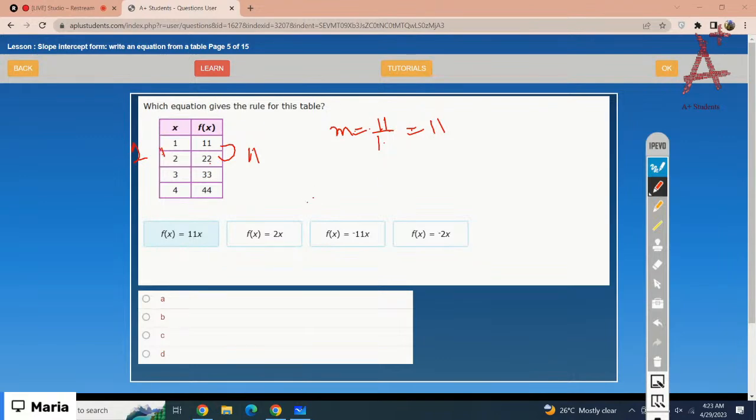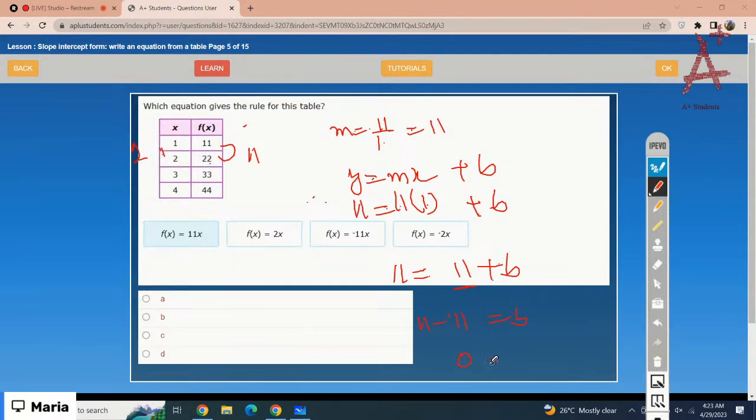Let's just calculate the y-intercept. That is y equals mx plus b. I'm going to use the first point, that is 11 equals slope is 11 and the x value is 1. So 1 and 11. It would be plus b. So here you have 11 equals 11 plus b. Move that 11 to the other side, it would be subtracted. So 11 minus 11 is 0. That means the y-intercept is 0 in this equation.